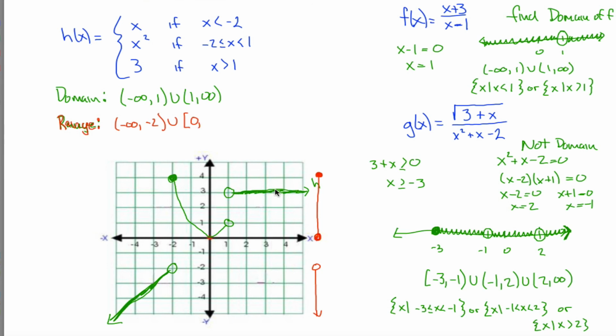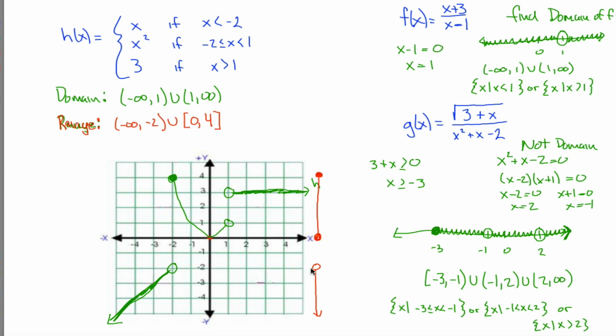You're like, what about this part at 3? Really, you don't even have to worry about that because I was already getting an output of 3 over here. So that really doesn't affect anything in terms of my range. I want to go from 0 up to 4. I want to include 4 because this circle right here is closed. This would be my domain. This would be my range.